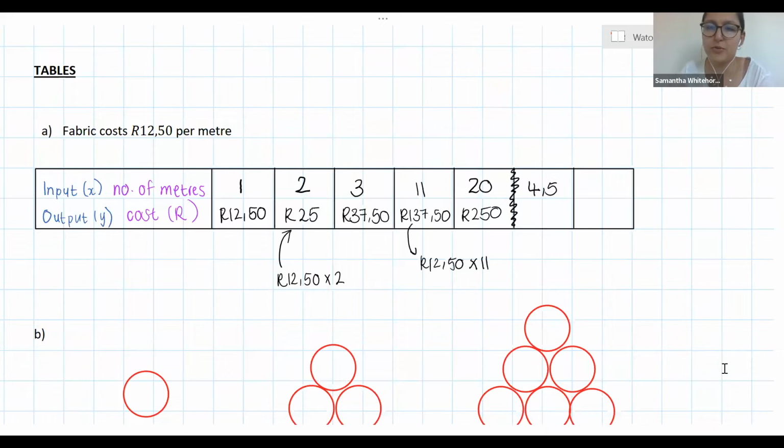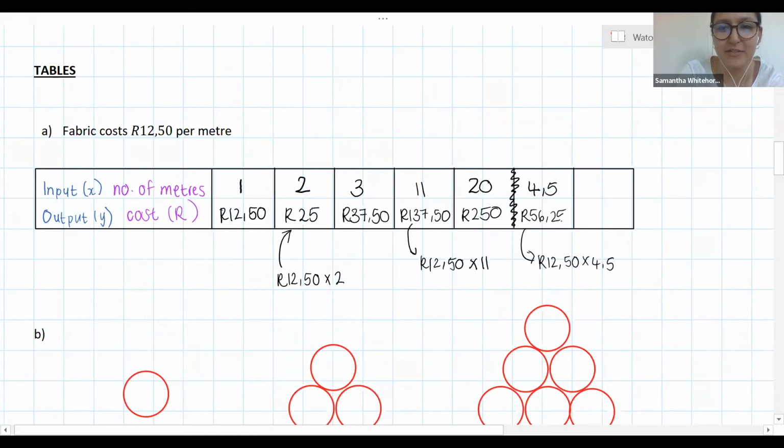Amber, how much would 4.5 meters cost? Ma'am, I actually calculated it the same way you did it by doing 12.50 times 4.5, and it gave me 56 Rand and 25 cents. Excellent. Okay, so guys, if we just do that multiplication, it will cost me 56 Rand 25 cents.